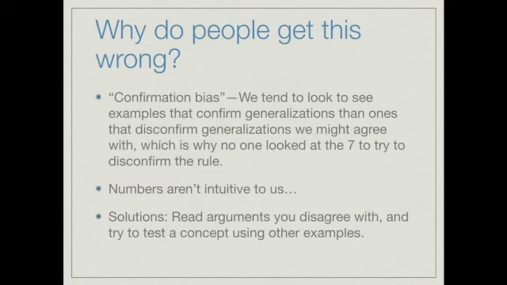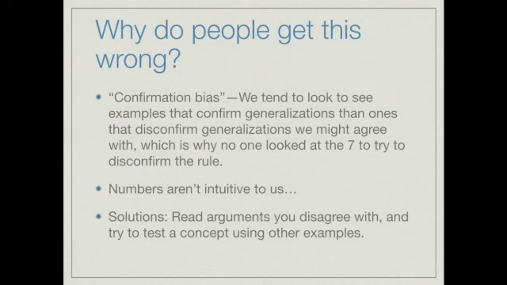Okay, so why do people get this wrong? The key reason is what's called confirmation bias. We tend to look for examples that confirm the things that we agree with, and we avoid examples of things that don't agree with what we want to agree with. So this is one of the reasons why most people agreed that we needed to turn over the D, but they didn't want to look at the 7 to try to disconfirm the rule.